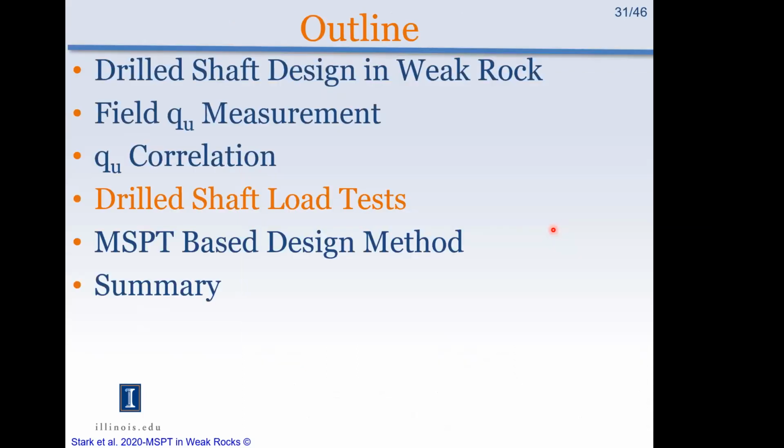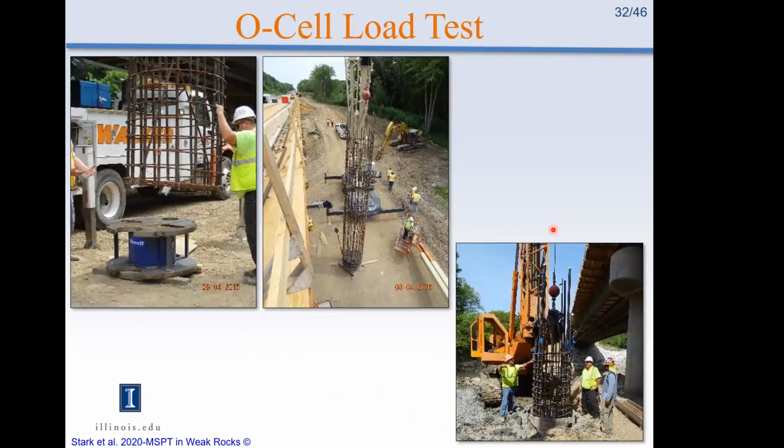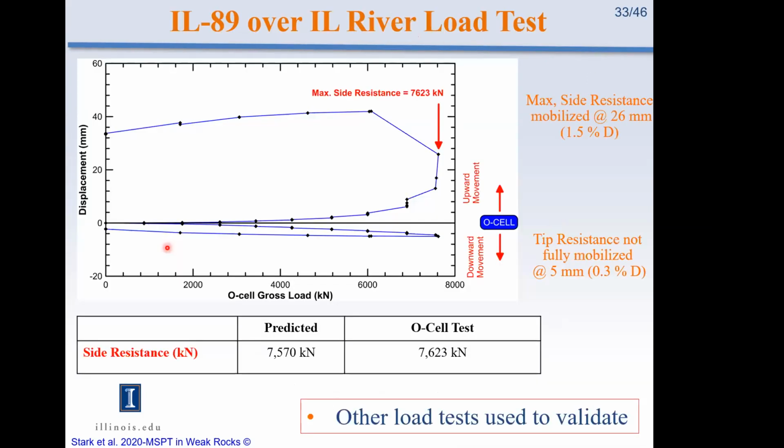Okay, so the last part is we checked the design procedure using the MSPT with 2 load tests. The load test used the Osterberg load cell that's placed at the bottom of the shaft, and then it lifts up the shaft and you measure the skin and tip resistance. This is one of those tests. And of course, we had to produce our prediction before the test, right? Got to put the prediction on the table first.